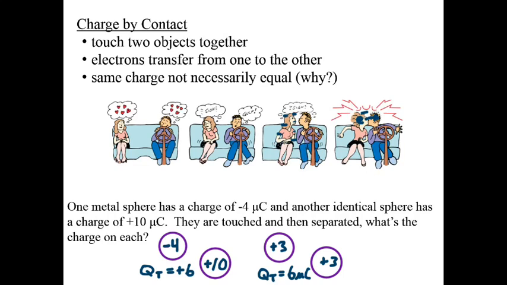Now, if they're not identical, the charges will not necessarily be equal. Okay? You do wind up with the same sign of charge on both objects, but not necessarily equal, and that's simply because the objects might not be equal. These two objects will both be negative, they'll both have some extra electrons on them, but they might not have the same number of electrons.